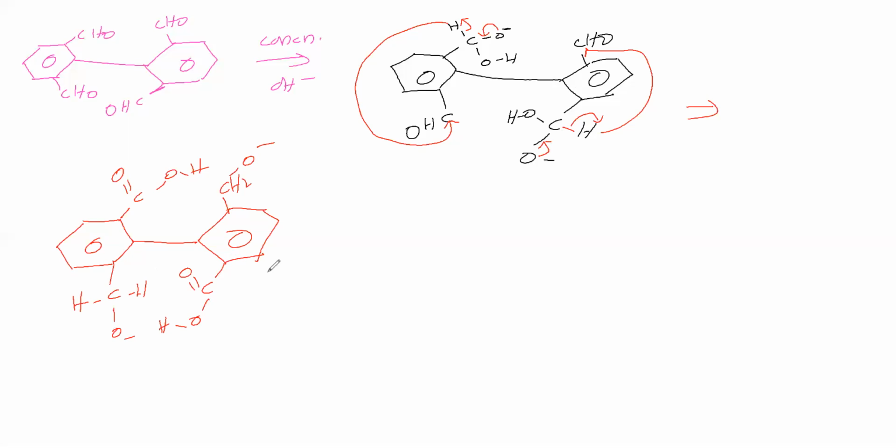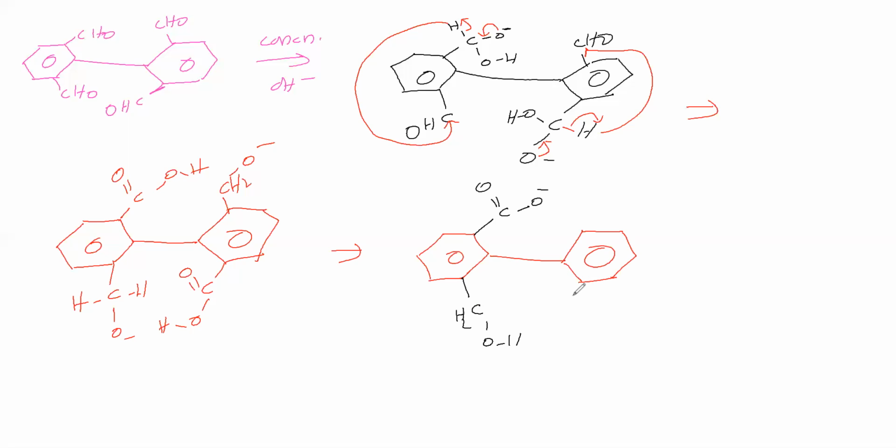Now H plus transfer, from here to here. H plus is transferring. So we can say here C double bond O minus, here CH2OH, here COO minus, here CH2OH we can say. Okay. Next, if we give acidic medium, this will become OH, this also becomes OH.